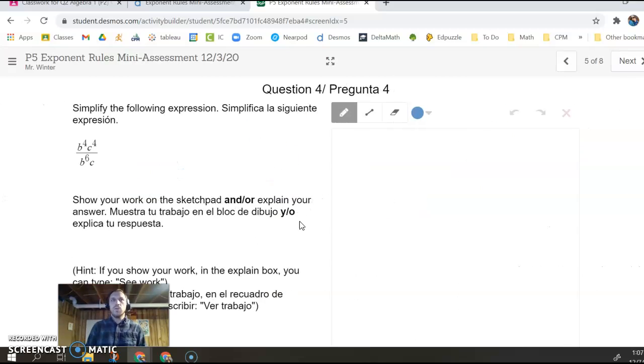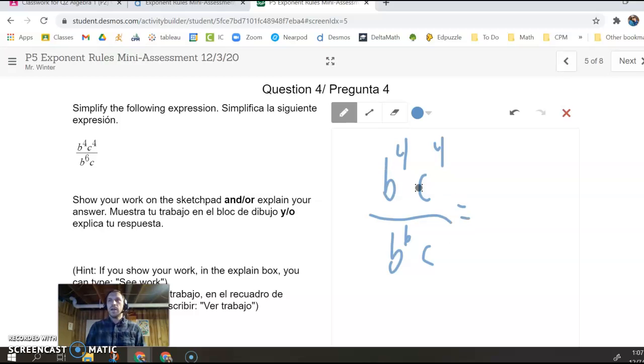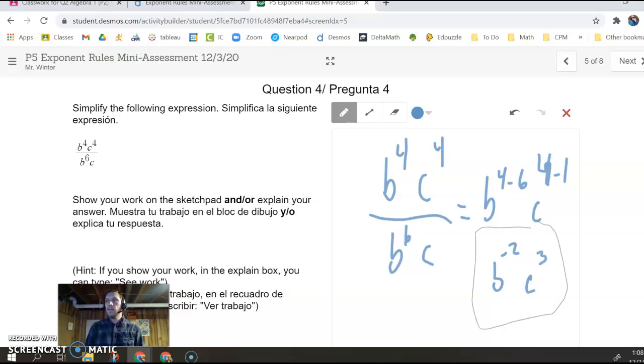All right, here we have a quotient, right? b to the fourth, c to the fourth over b to the sixth, c. So we use the subtraction rule here for quotients, right? So we have b to the 4 minus 6 and c to the 4 minus 1. Sorry, that's a 4. 4 minus 6 is negative 2, and c 4 minus 1 is 3. You could write it like this. That's not incorrect. It has the negative exponent. Or you could write it as c to the third over b to the second. Either one of those is appropriate. Let's try the next one.